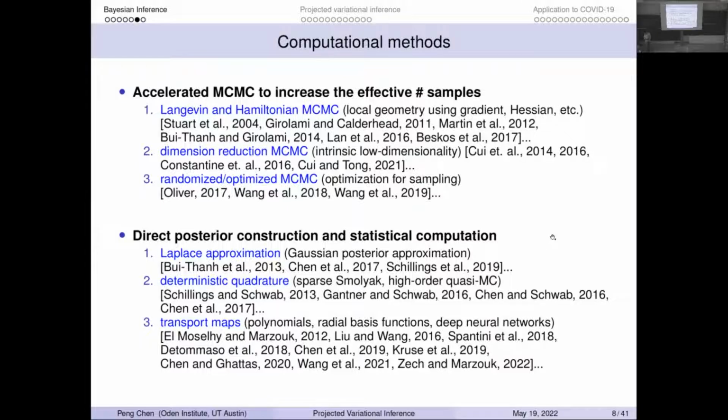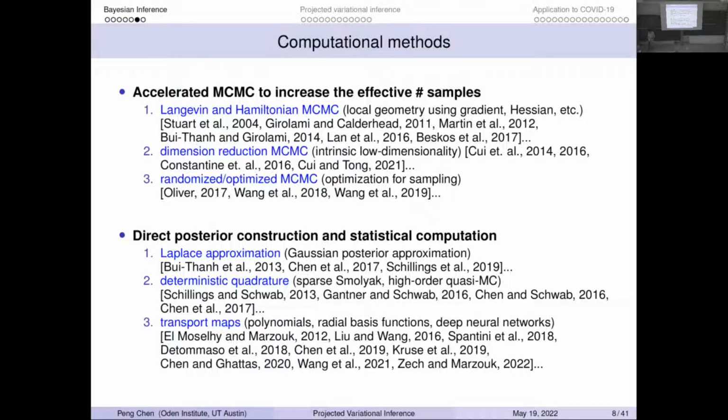For instance, the first is the Laplace approximation. You simply construct a Gaussian approximation of the posterior. And there's also deterministic quadrature using sparse Smolyak and high order quasi-Monte Carlo. And then the next is the transport map, which is the focus today. So the transport map essentially, as Jacob just mentioned, pushes the samples from the prior to the posterior, or pushes the density of the prior to the posterior density.